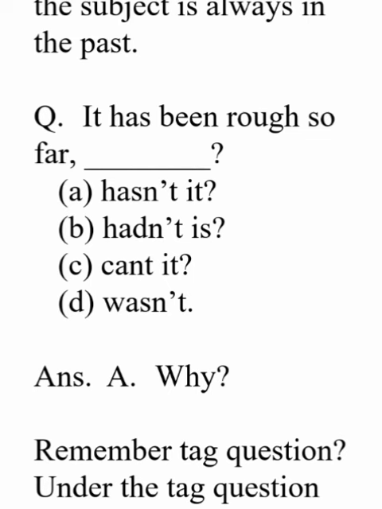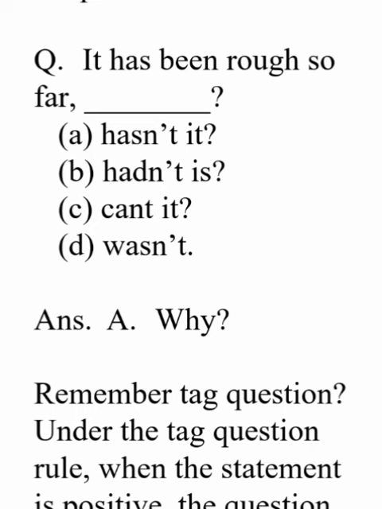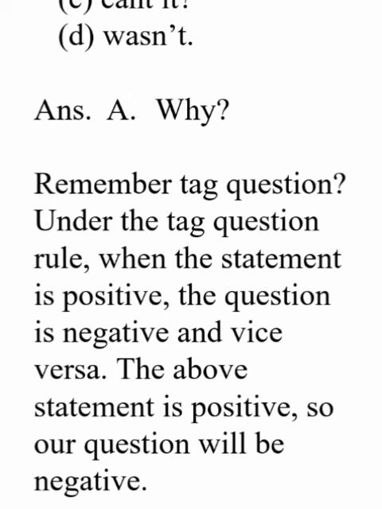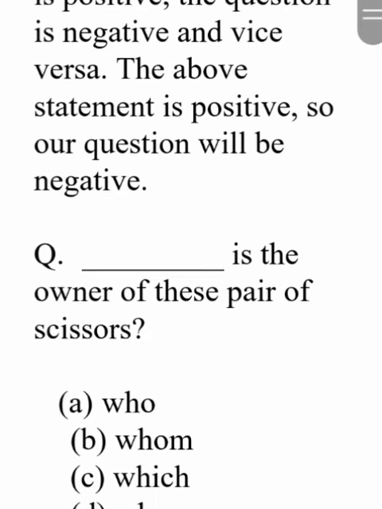Question: It has been rough so far, ___? A. Hasn't it? B. Hadn't it? C. Can't it? D. Wasn't it? Answer: A. Why? Remember tag questions. Under the tag question rule, when the statement is positive, the question is negative and vice versa. The above statement is positive, so our question will be negative.